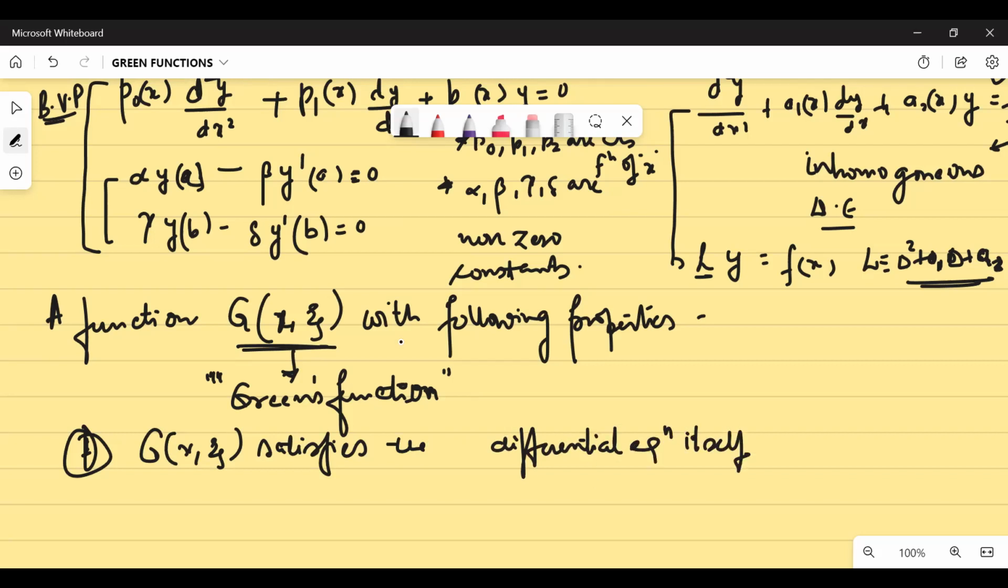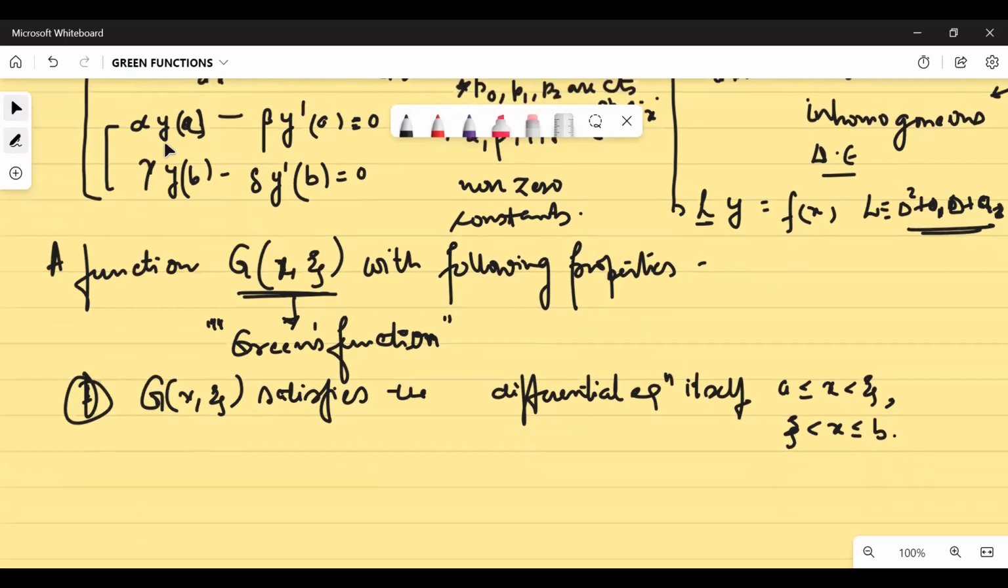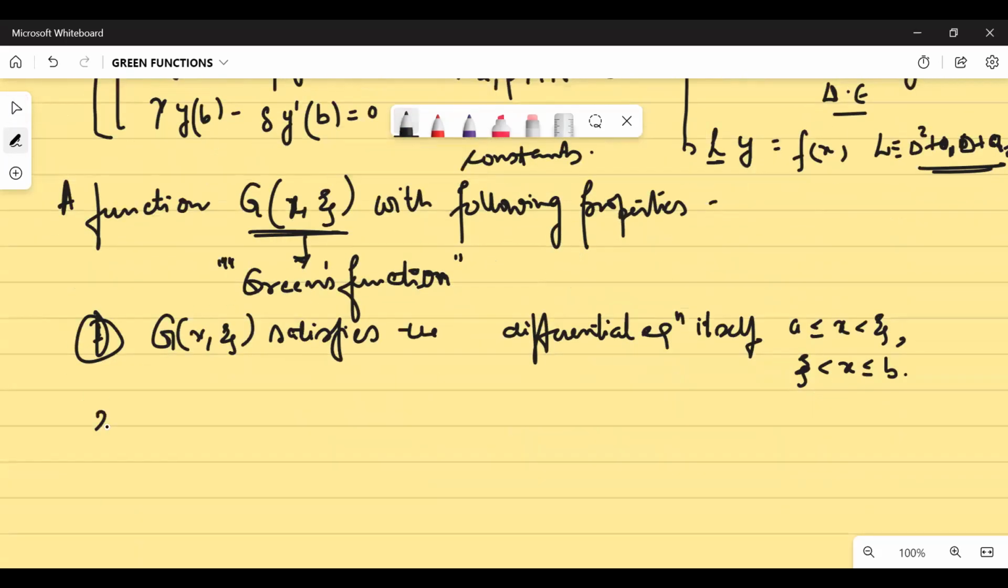So the differential equation whose solution we want to find using Green's function. First thing is that this particular Green's function would satisfy this particular differential equation itself. Second thing is, we are doing it for the homogeneous case first off. Don't worry, we are doing it for the homogeneous case.